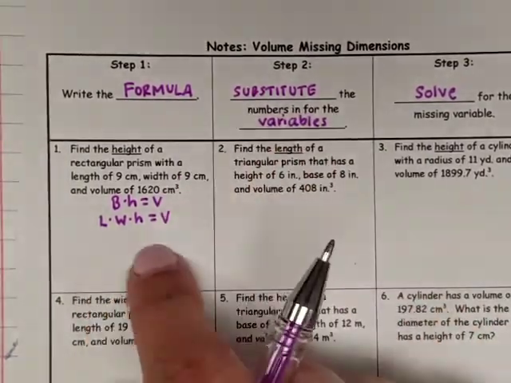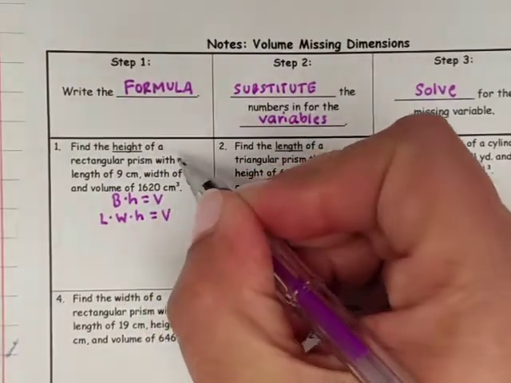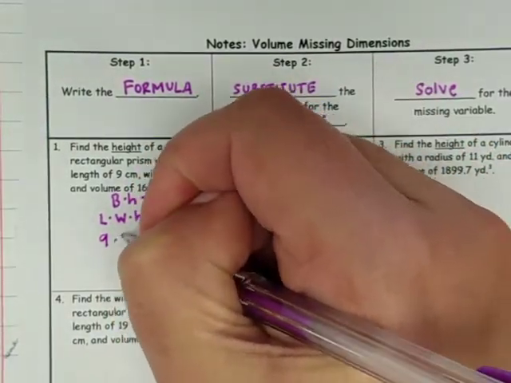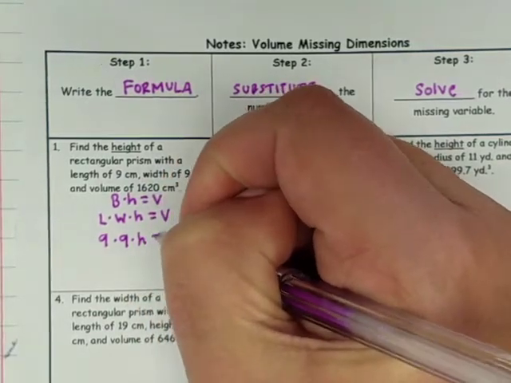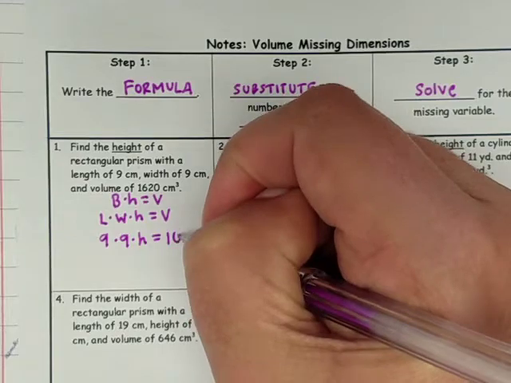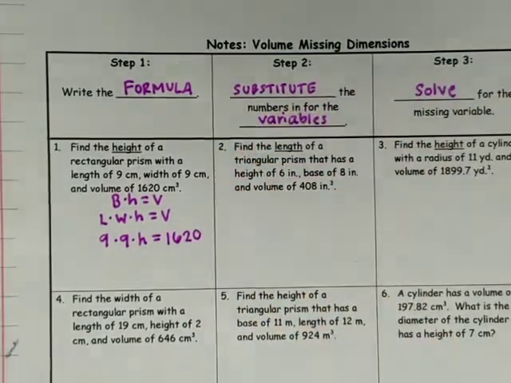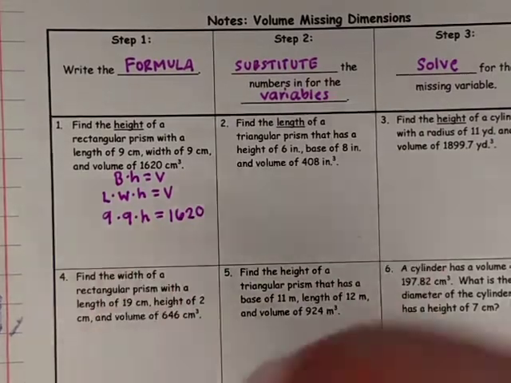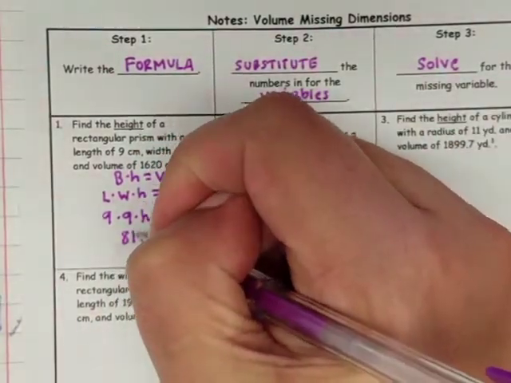Now we're going to substitute our numbers in for the variables. My length is 9. My width is 9. My height is unknown. And that is all multiplied to be 1,620. And then we just solve it as normal. So let's simplify this side. 9 times 9, 81.